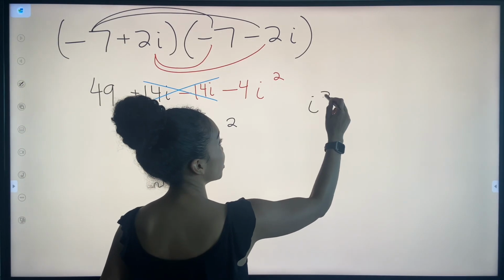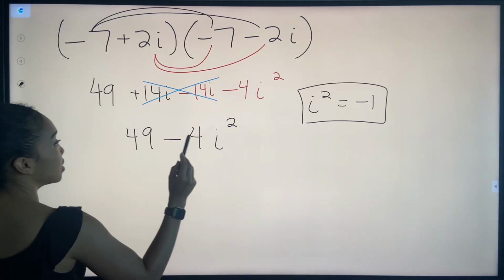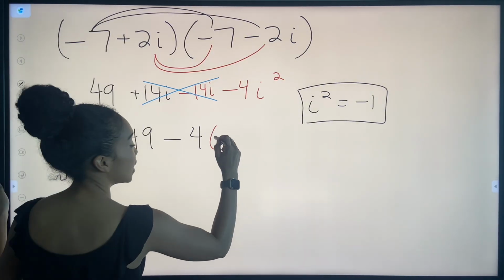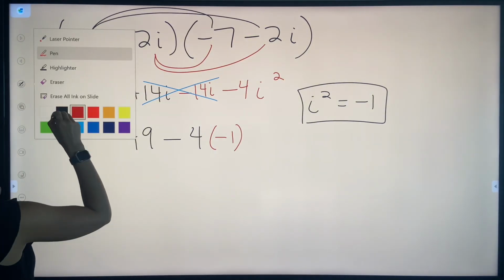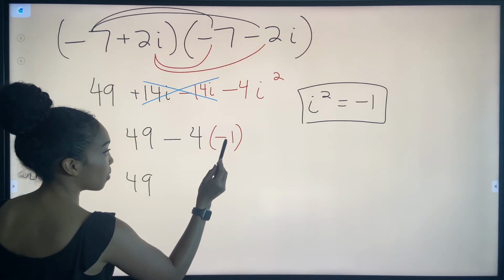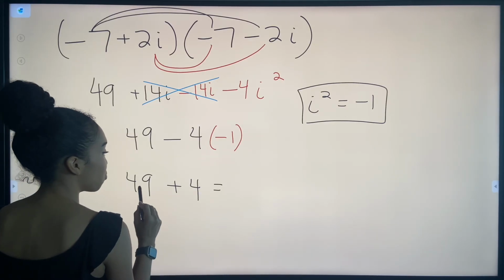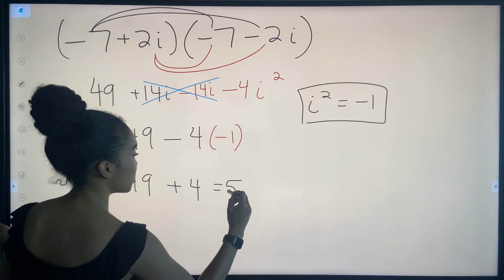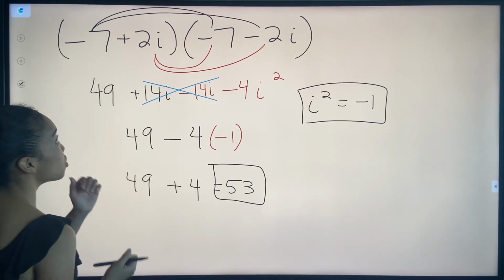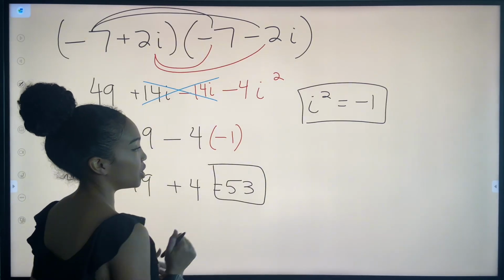And remember, i squared is equal to negative 1. So I can replace this i squared with a negative 1. Negative 4 and a negative 1 makes a positive 4. So my answer is 49 plus 4 is 53. So again, I multiplied two conjugates together and I got a real number.